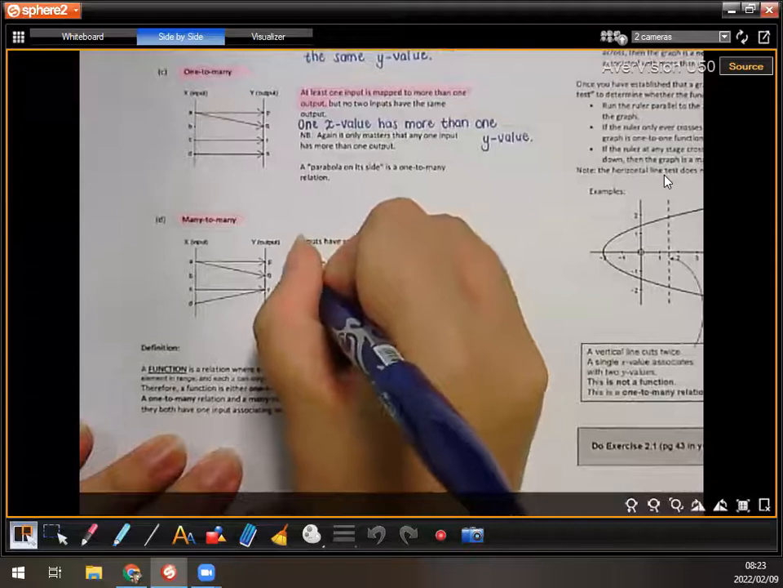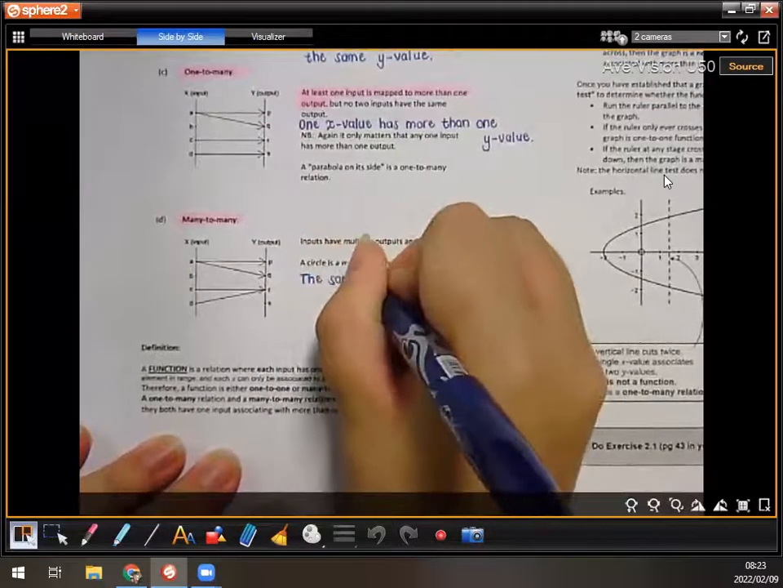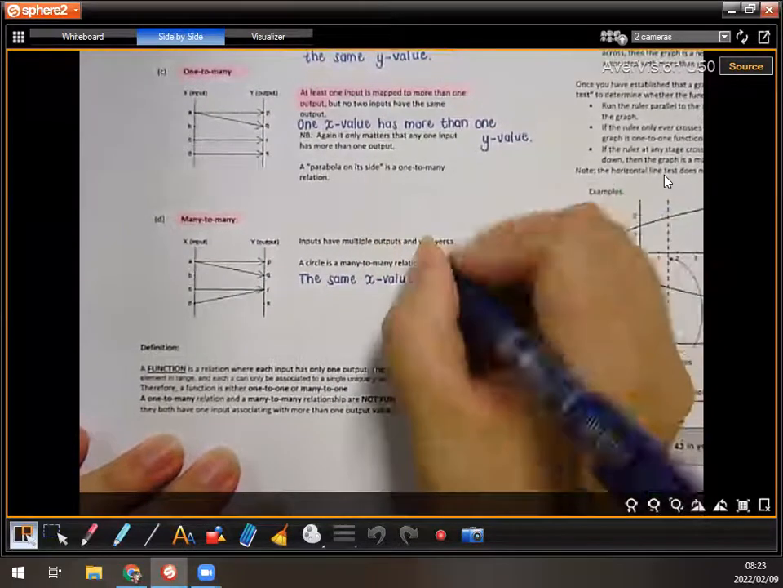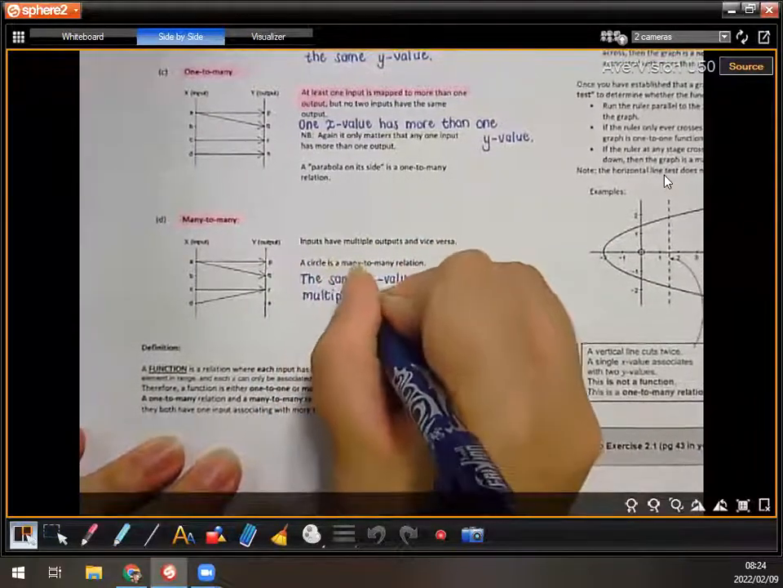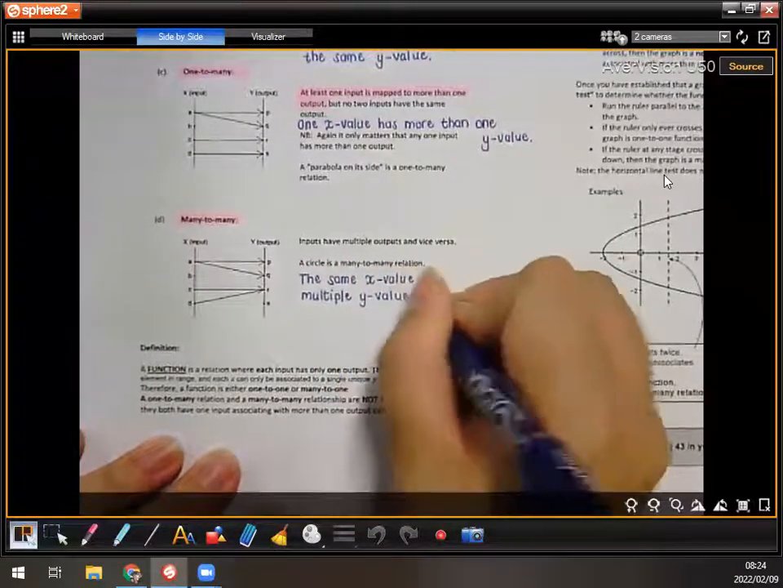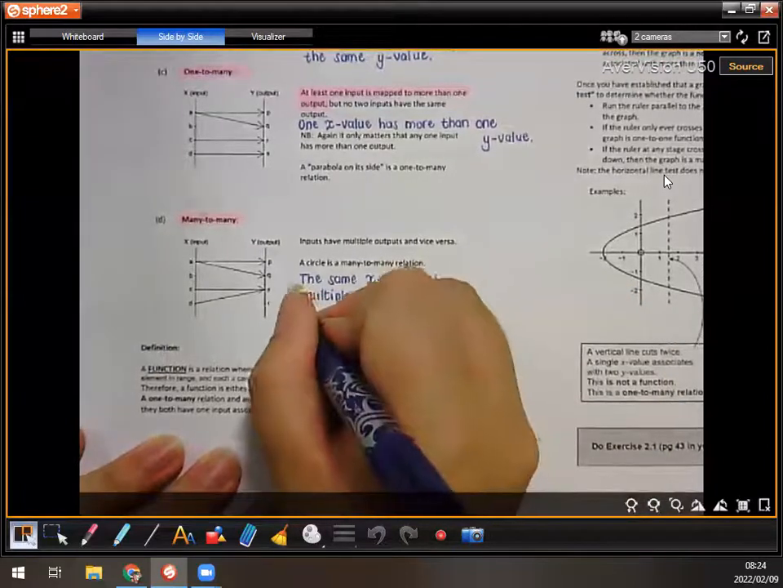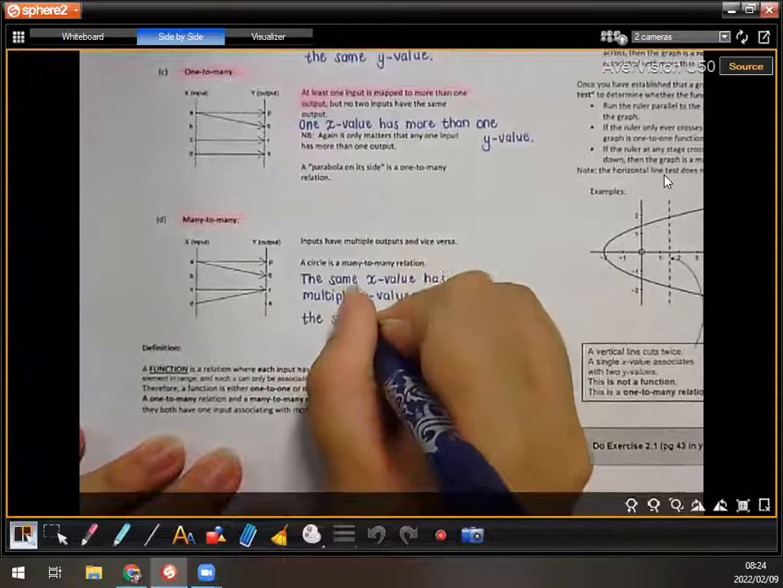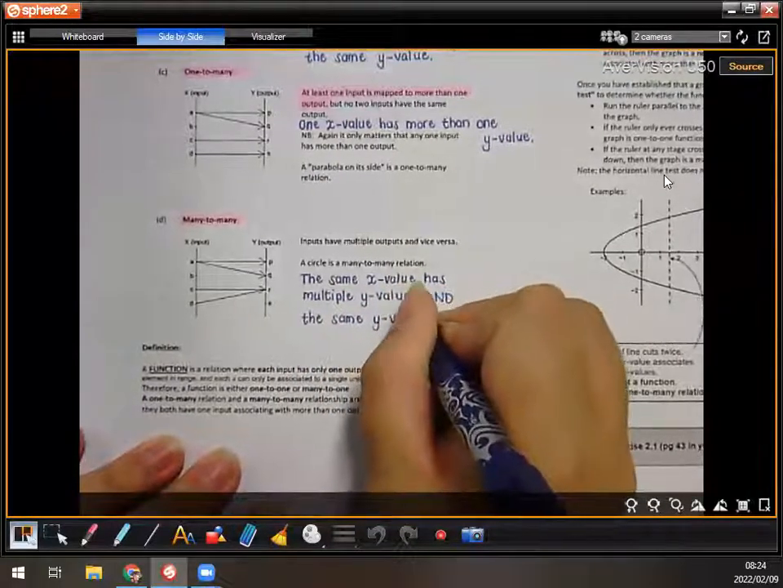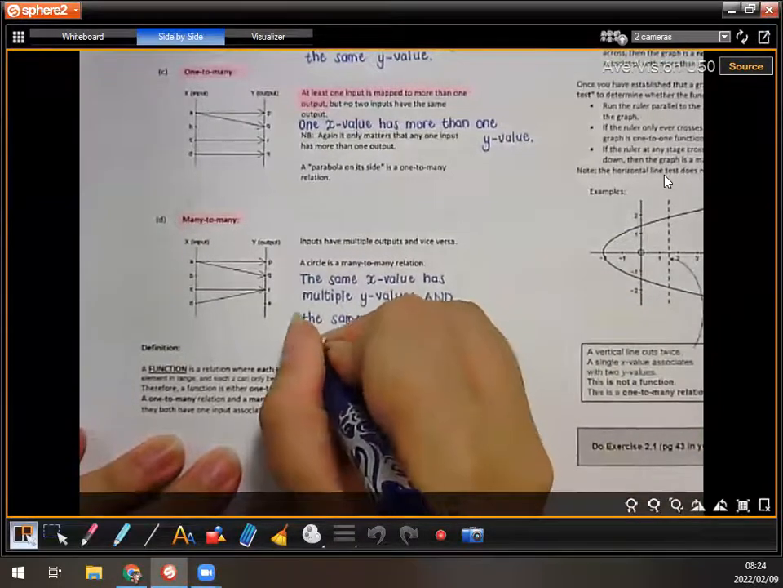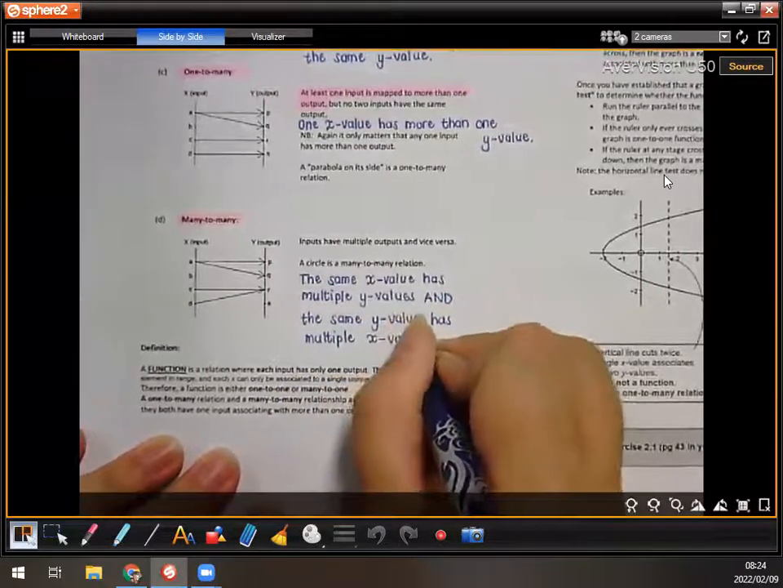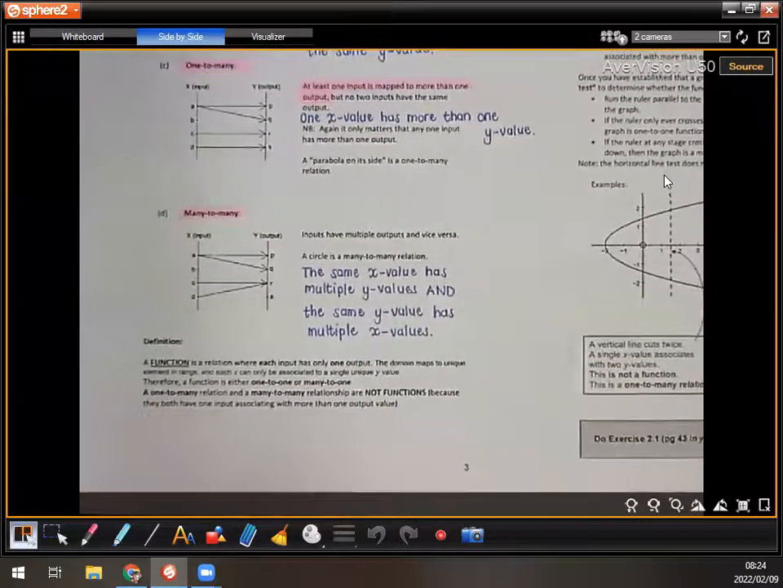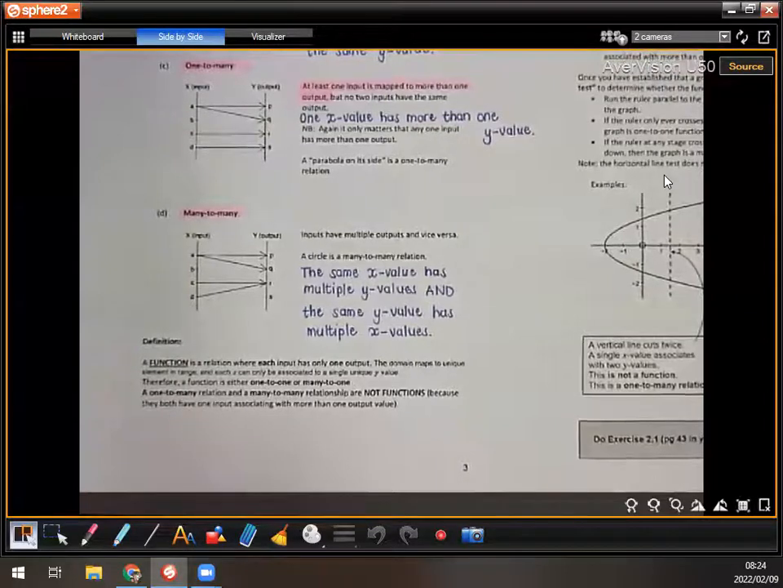So the same x value has multiple y values, and the same y value has multiple x values. And they're saying there, for example, a circle.